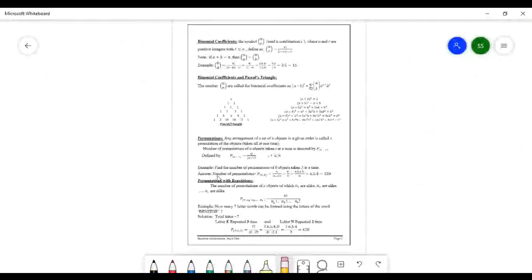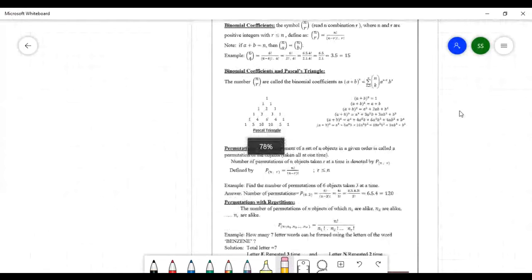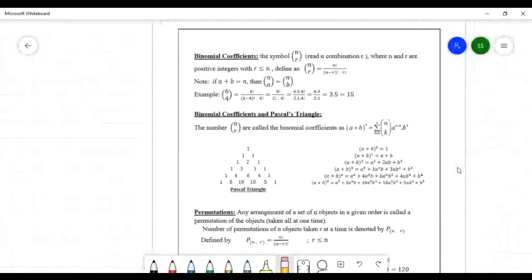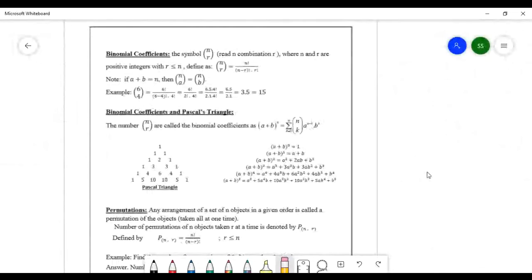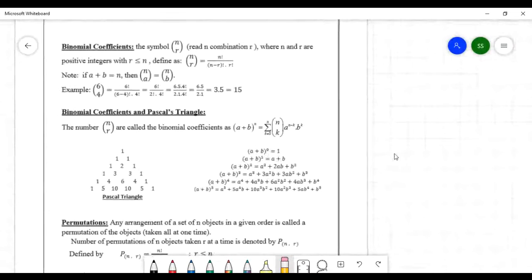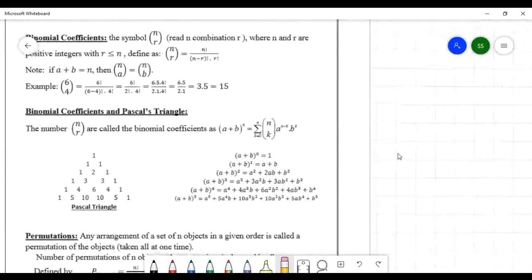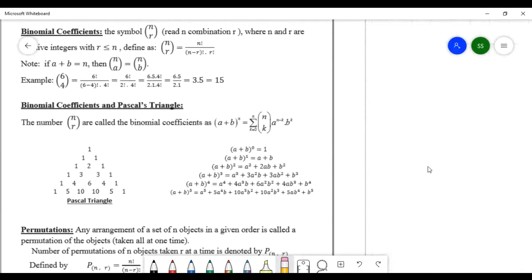Chapter number 5. Okay, so let me start from here. See this. Last lecture I discussed this formula, this rule, the binomial coefficient. Right? So you know this. Last lecture I told you about the binomial coefficient.